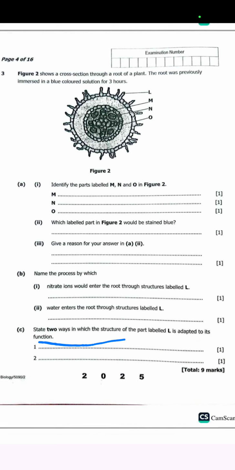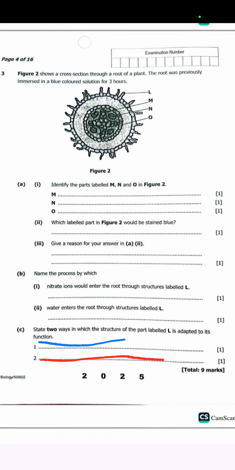Then here you can put, they are numerous. These root hair cells, they are many, so that they can absorb a lot of water, because they absorb water in smaller quantities. So for water to be enough, they are numerous in number. So here you just put they are numerous. Then on the first one here you just put they have many mitochondria, so that they can be supplied with a lot of energy.